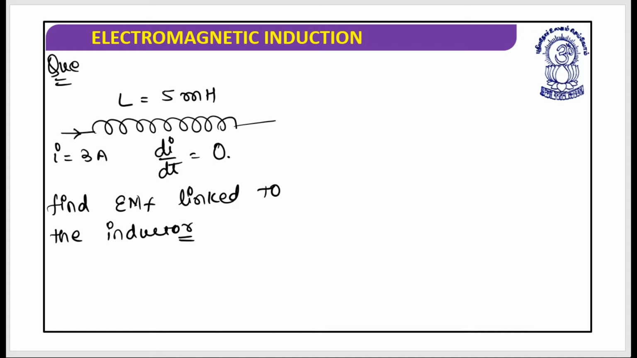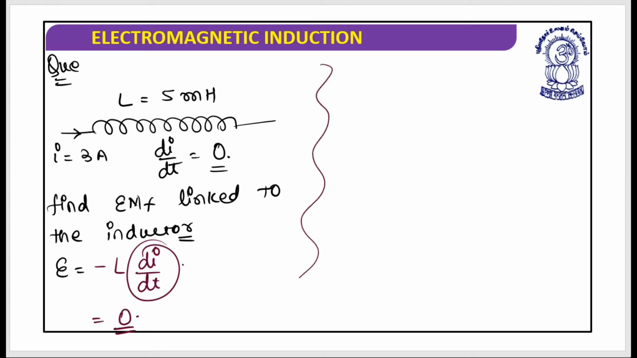So when I say di by dt is equal to 0, E is equal to minus L di by dt. But as di by dt is 0, this cannot behave as a cell or as an EMF. I hope this is clear.